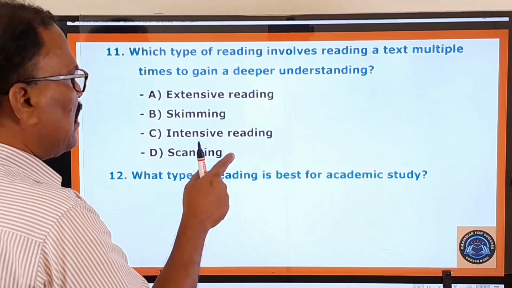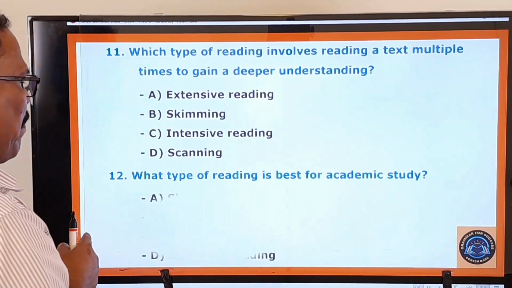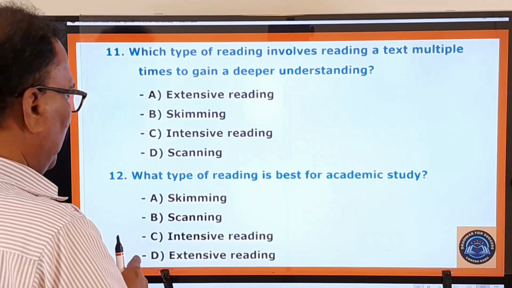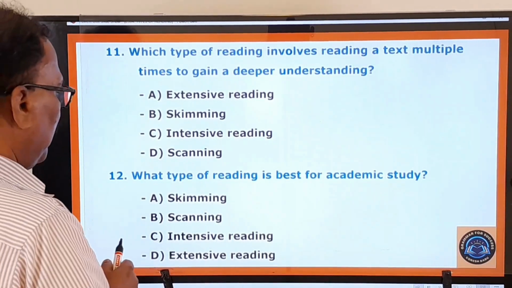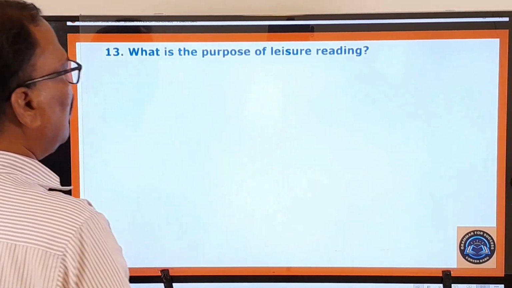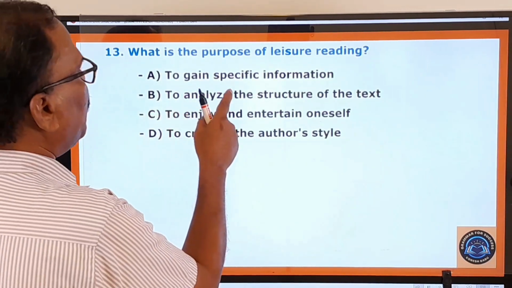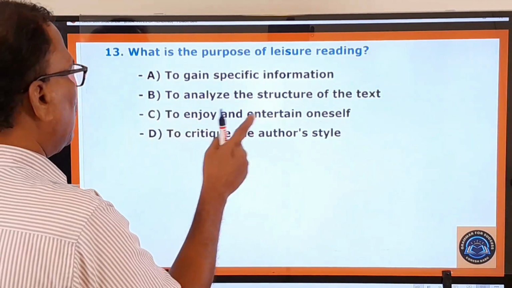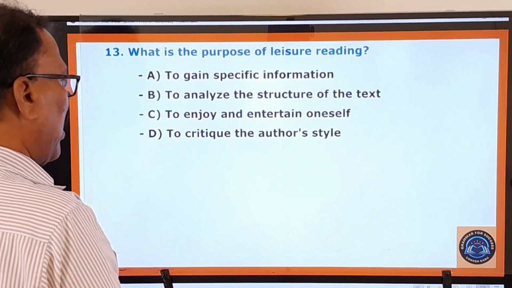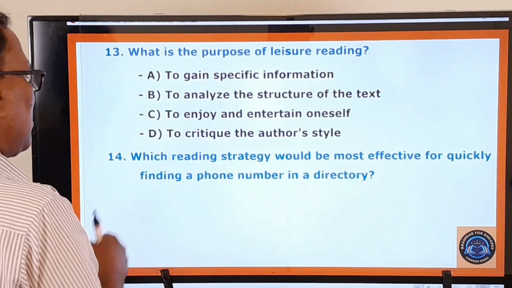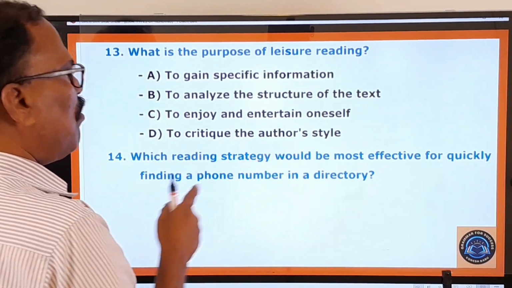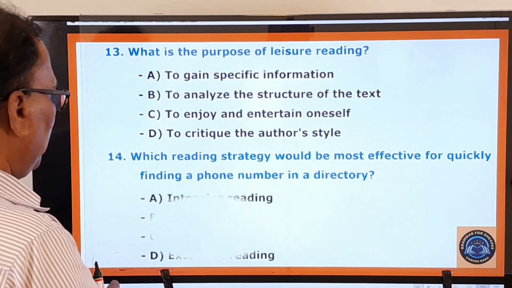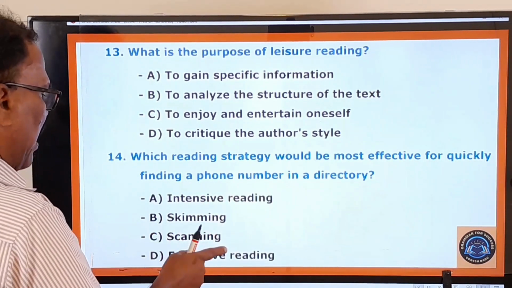What type of reading is best for academic study? Skimming, scanning, intensive reading, extensive reading. What is the purpose of leisure reading? To gain specific information, to analyze the structure of the text, to enjoy and entertain oneself, to critique the author's style. Critique means criticize. Which reading strategy would be most effective for quickly finding a phone number in a directory? Intensive reading, skimming, scanning, extensive reading.